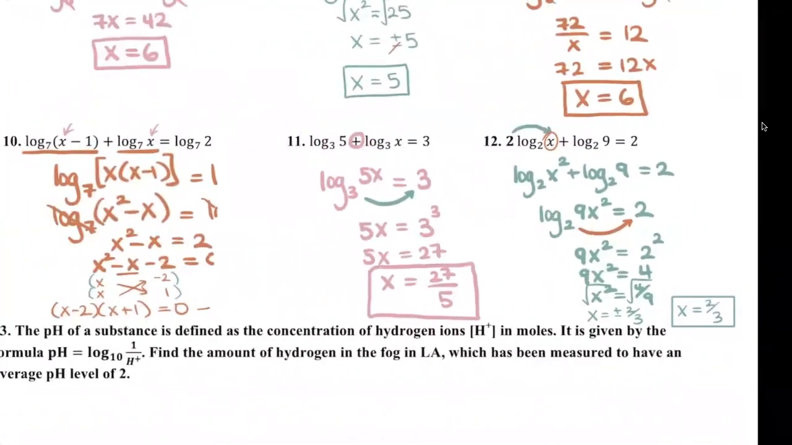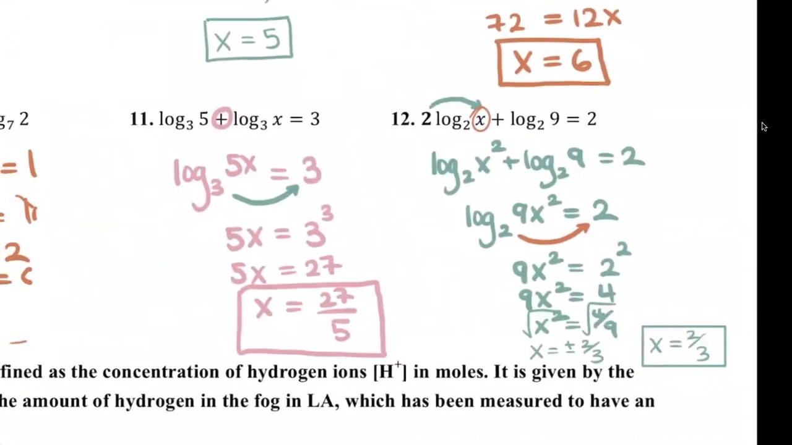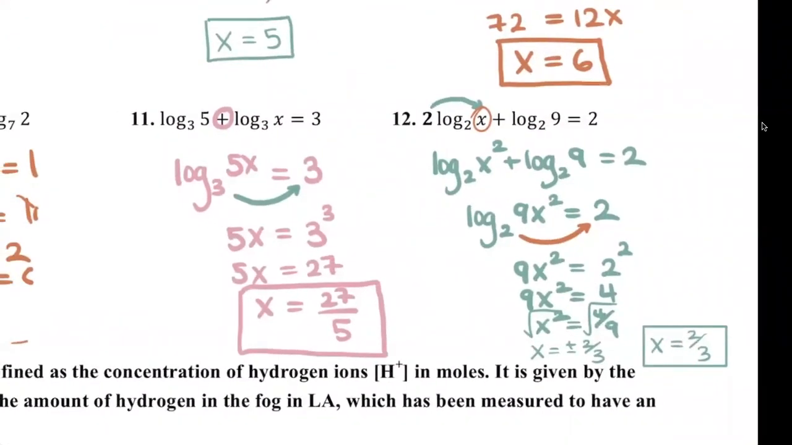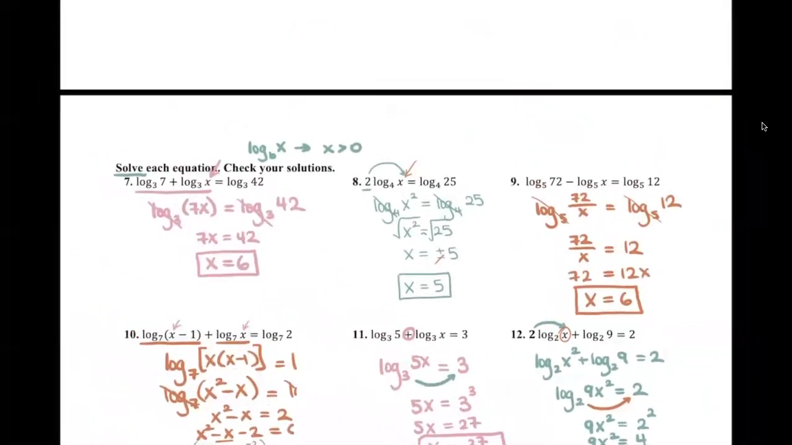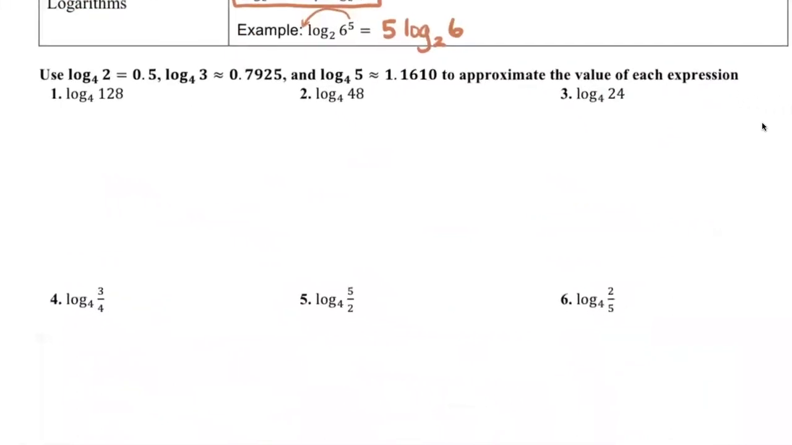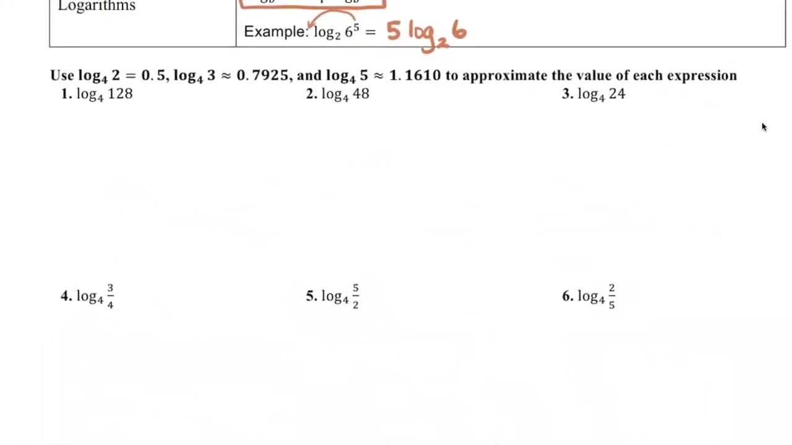Okay, those of you guys who tried it, hopefully you were able to get those. I think number 12 was probably the toughest one, so if you got that one, good job. That had a few properties mixed in there, so good job on combining those. All right, let's go back to number 1. All right, 1 through 6 here.